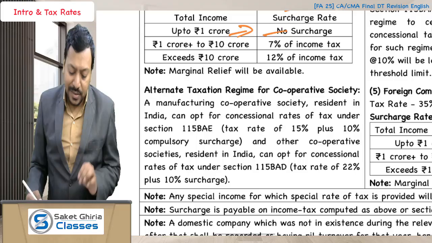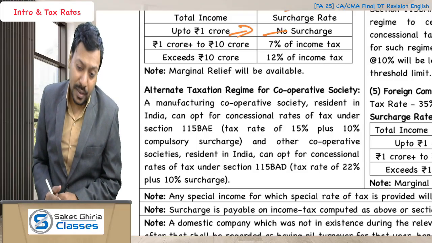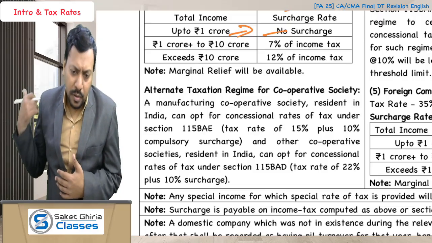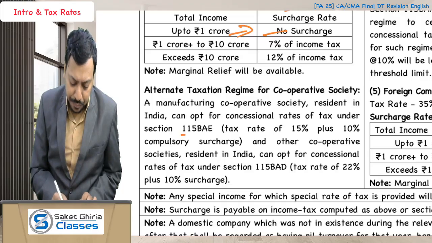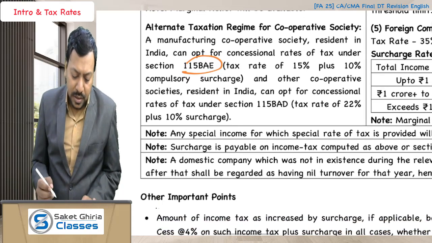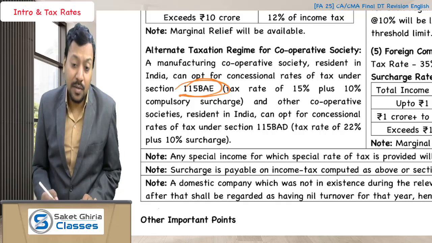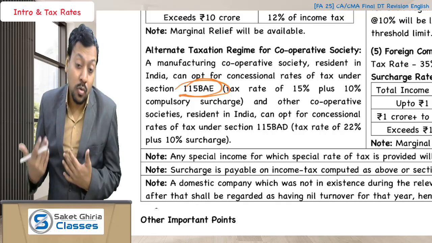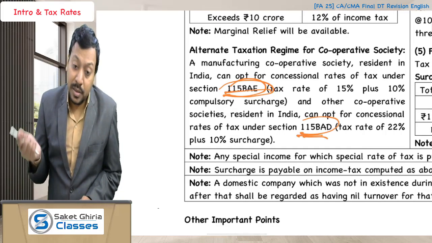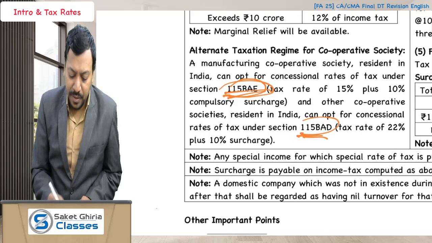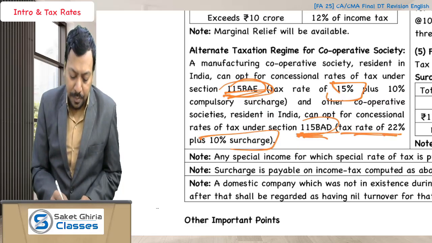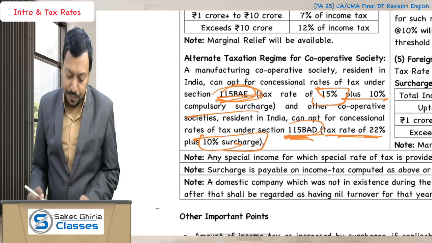Dear friends, there are two alternate taxation regimes applicable for the cooperative society, although one of the regimes is not available anymore. One is 115BAE, which can no longer be adopted by a new cooperative society, and one is 115BAD. In these two alternate regimes, there is a compulsory surcharge of 10%. The 115BAE regime has a tax rate of 15%. The 115BAD tax rate is 22%, plus 10% compulsory surcharge.